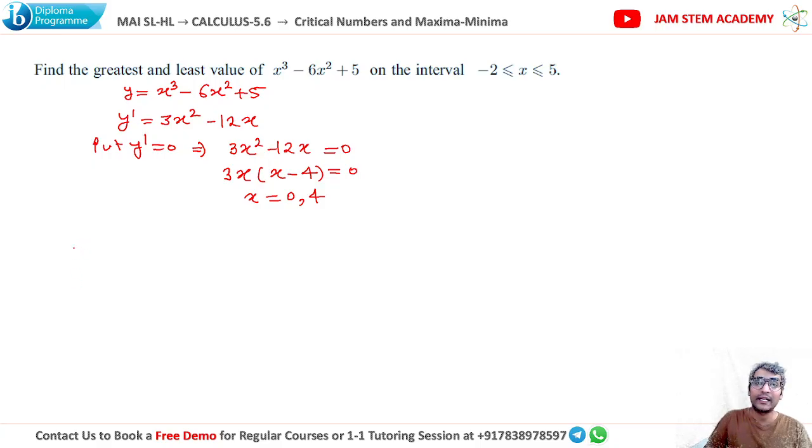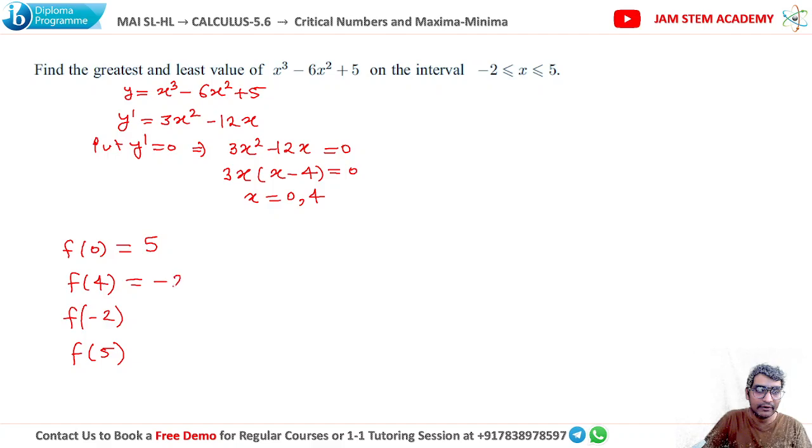Okay, they want us to find the absolute maxima or absolute minima. So we don't need local maxima or local minima. So in this case, simply calculate f of 0, f of 4 and values at the endpoints, which is f of -2 and f of 5. Okay, so for the f of 0, let's find the value. You can use your GDC to get your answer. Okay, so f of 0 comes out as 5 simply. Similarly, f of 4 is coming out as -27. F of -2 is also -27. And the value of f of 5 also needs to be calculated.